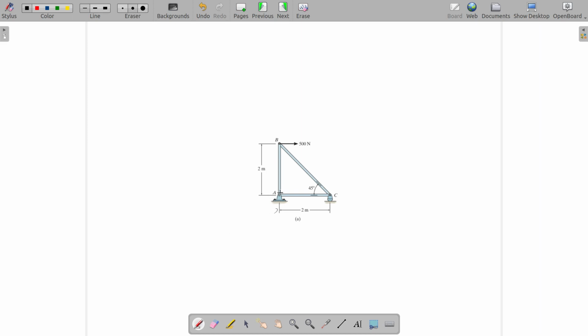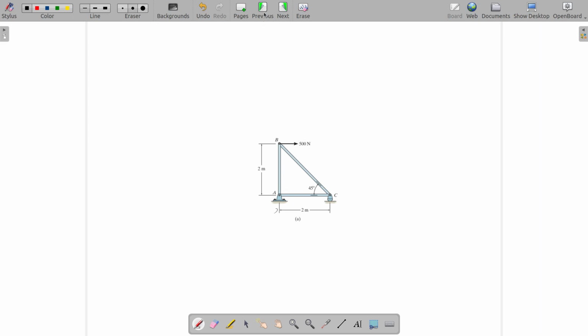The dimensions are given here. This is 2 meter, this is 2 meter, and you have an external force of 500 Newton here. This angle is 45 degree. So this structure is fully defined, all dimensions are given, and there is only one external force, 500 Newton. Of course support reactions are there, they are also external forces. Now we would like to find out what are the forces developed in each member due to these external forces.